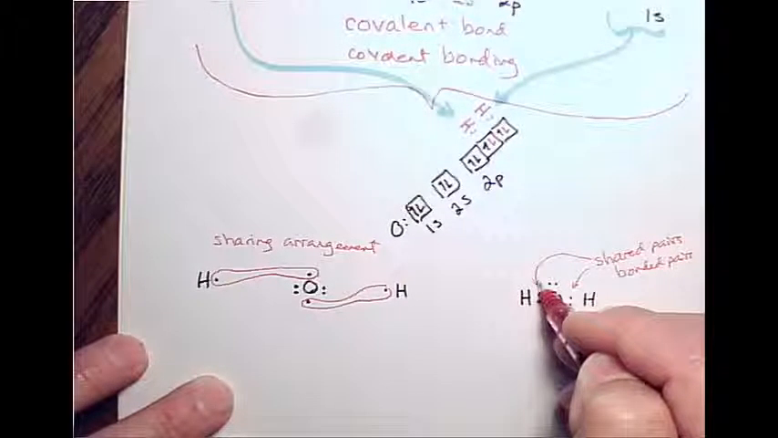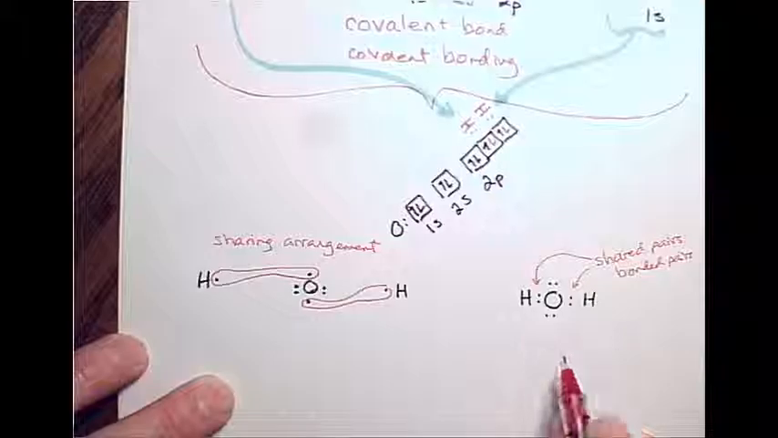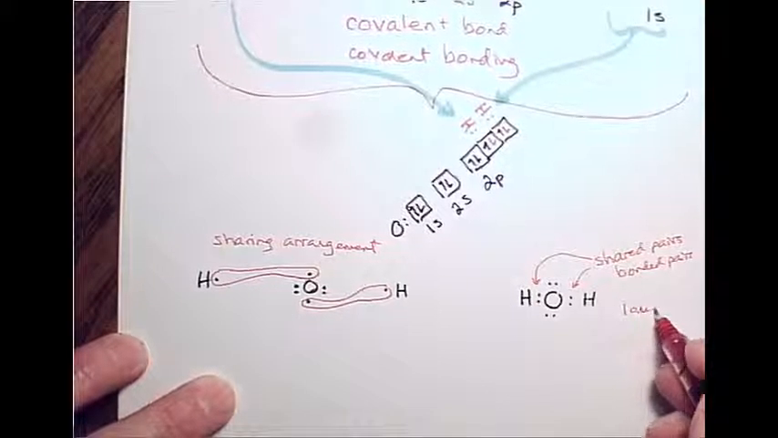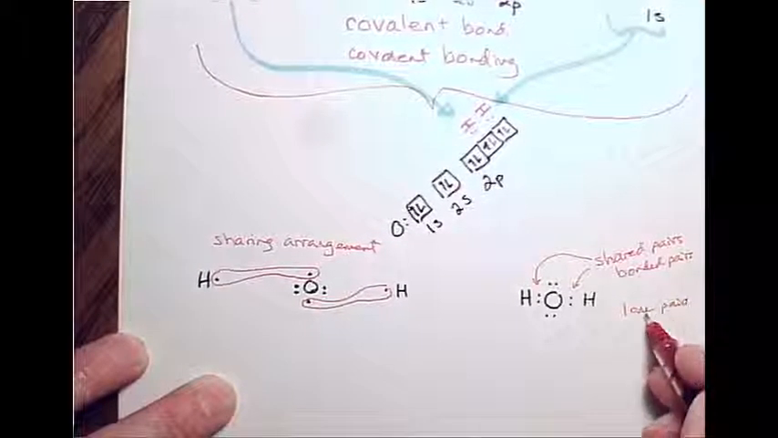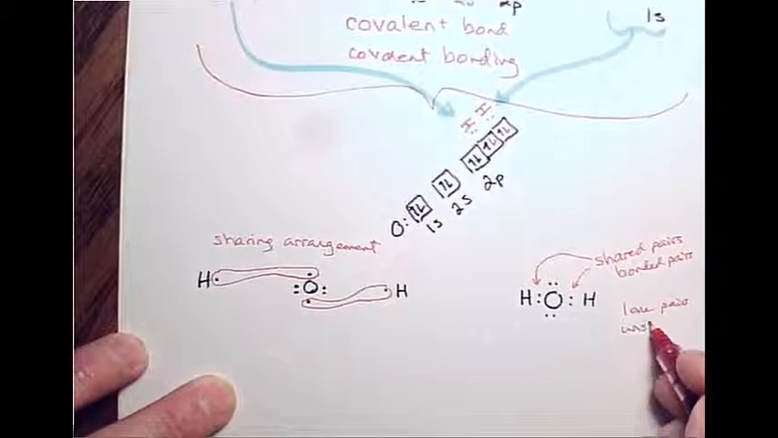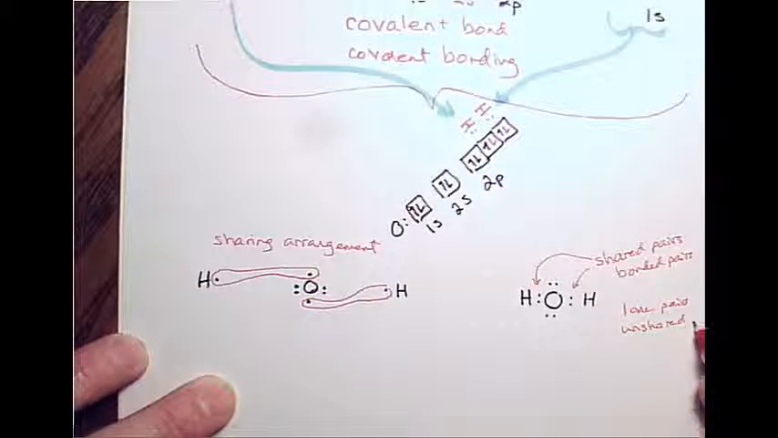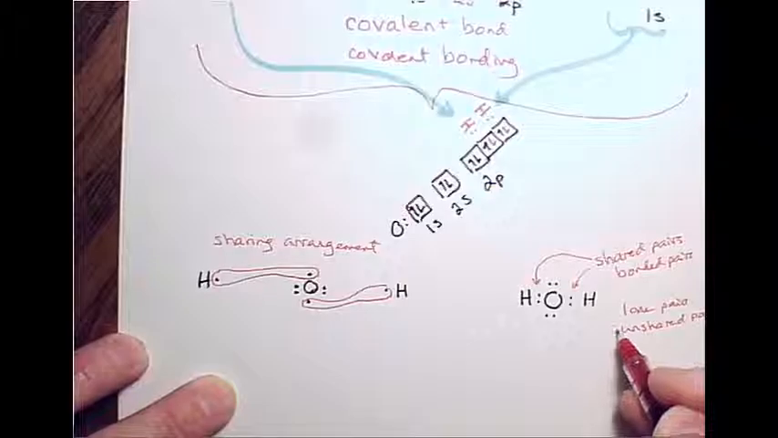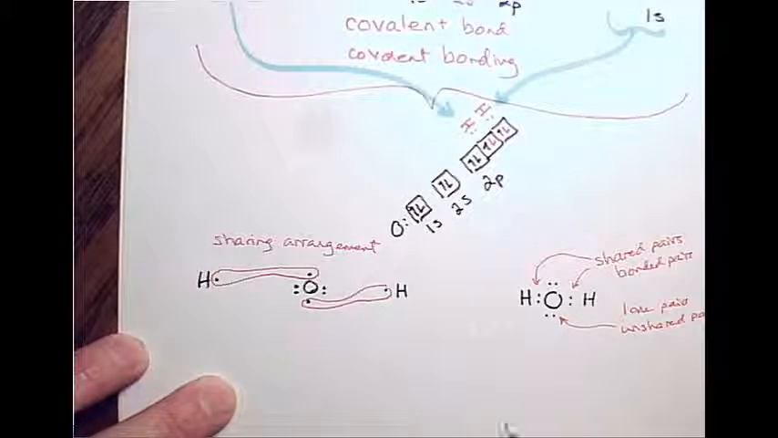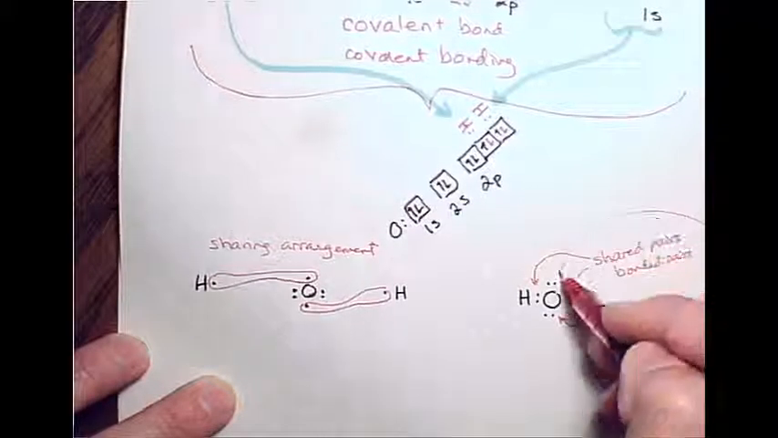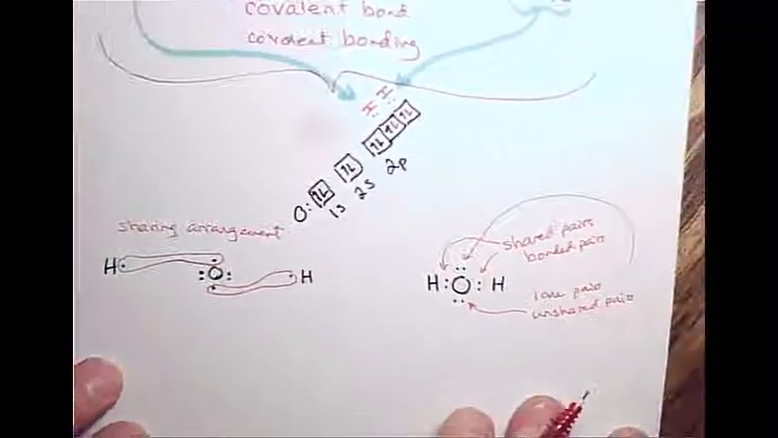Okay, that's a shared pair, a bonded pair. And then the ones on the top, those are called lone pairs or unshared pairs. So those like that are unshared pairs or lone pairs. So, okay?